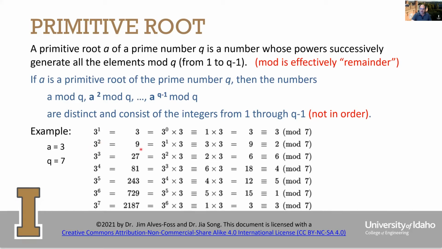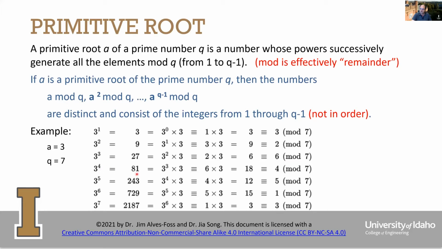3 squared is 9, which is 3 to the first mod 3, which is 3 times 3. That's 9. That's 2 mod 7. 3 to the 9th is 27, which is 3 squared times 3. Now, what's interesting is we know 3 squared is already, because of this previous line, 2 mod 7. So we can rewrite 3 squared as 2. This simplifies our math. 2 times 3 is 6. 6 mod 7 is still 6.